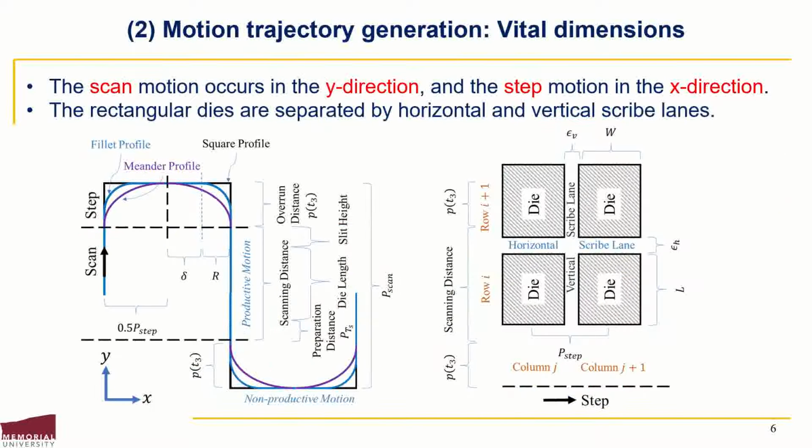Before diving into more details, it's important to mention that the scan motion occurs in the y direction while the step motion occurs in the x direction. To the right, an array of dies is shown where the dies are separated horizontally and vertically using scribe lanes needed to dice the die at the end of production cycles. In this study, we propose three types of step and scan motion trajectories as depicted in the figure to the left. Namely, they are the square, the meander, and the fillet motion profiles. Also, two phases associated with productivity are shown along with the preparation distance, the scanning distance, and the overrun distance.